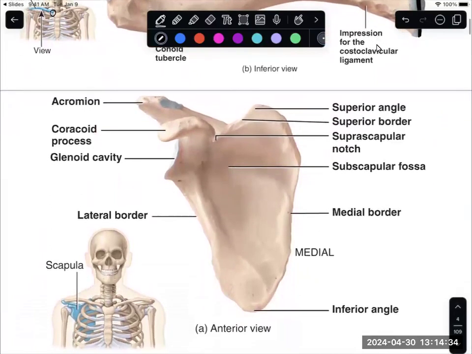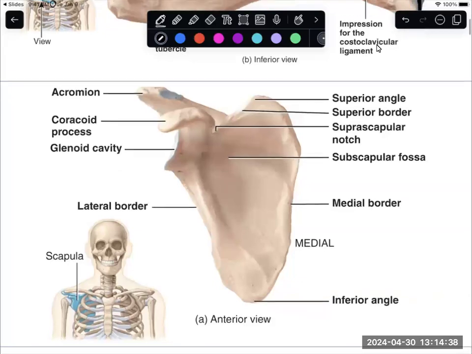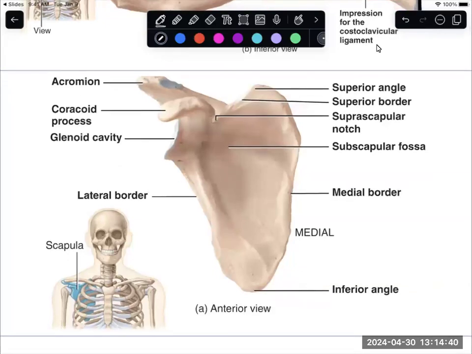Our next bone that makes up this pectoral girdle is the scapula. On our scapula, this is the medial border because this is the side that's going to face the spine. The spine is in the middle. It's towards that medial side. That's what makes it that medial border per se.